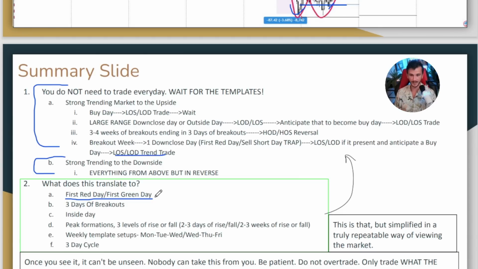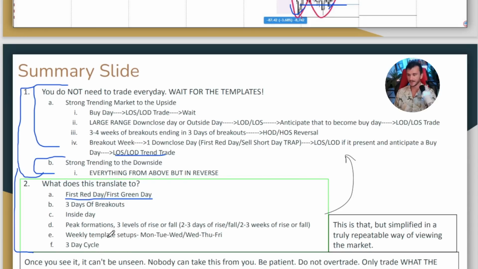3 days of breakouts, inside day, peak formations, 3 levels of rise and fall is more of a concept and an understanding, but 2 to 3 days of rise or fall, 2 to 3 weeks of rise or fall. Weekly template setups, Monday, Tuesday, Wednesday, Thursday, Friday, the 3-day cycle. Everything that we just went over in those case studies, where I'm hoping that it simplified everything quite extensively. This is exactly what this translates to. So hopefully that makes it a little bit more clear.